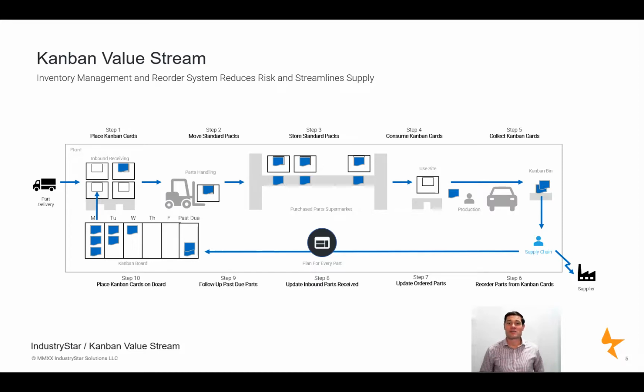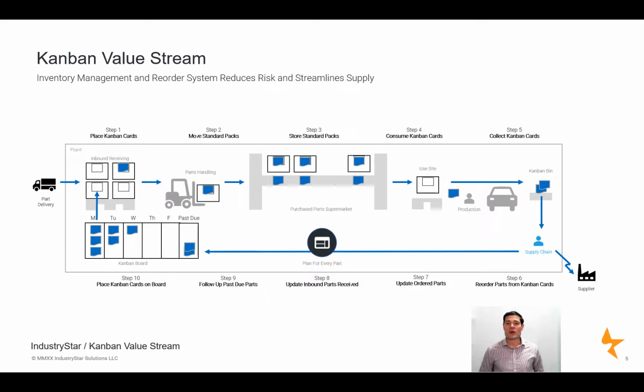Step 5. Collect Kanban cards from Kanban bin during twice daily part inventory cycle counts. Step 6. Reorder parts from Kanban cards from the Kanban bins. Step 7. Update order parts in your plan for every part to track and revise part inventory. Step 8. Update inbound parts received as part of your twice daily cycle count and update your plan for every part received parts.